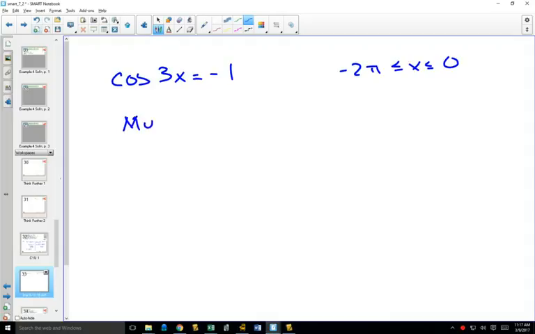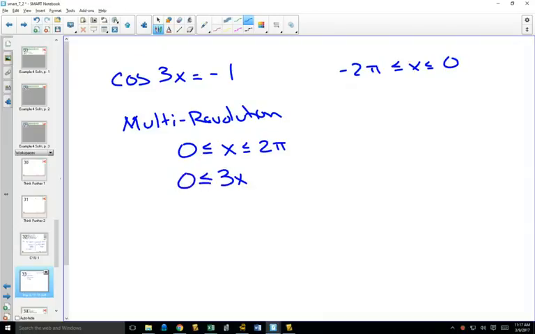Notice this is a multi-revolution question. These are the ones you were working on yesterday. Okay? So if we were first going to solve this between 0 and 2 pi, if 1x were between 0 and 2 pi, then 3x would be between 0 and 6 pi.